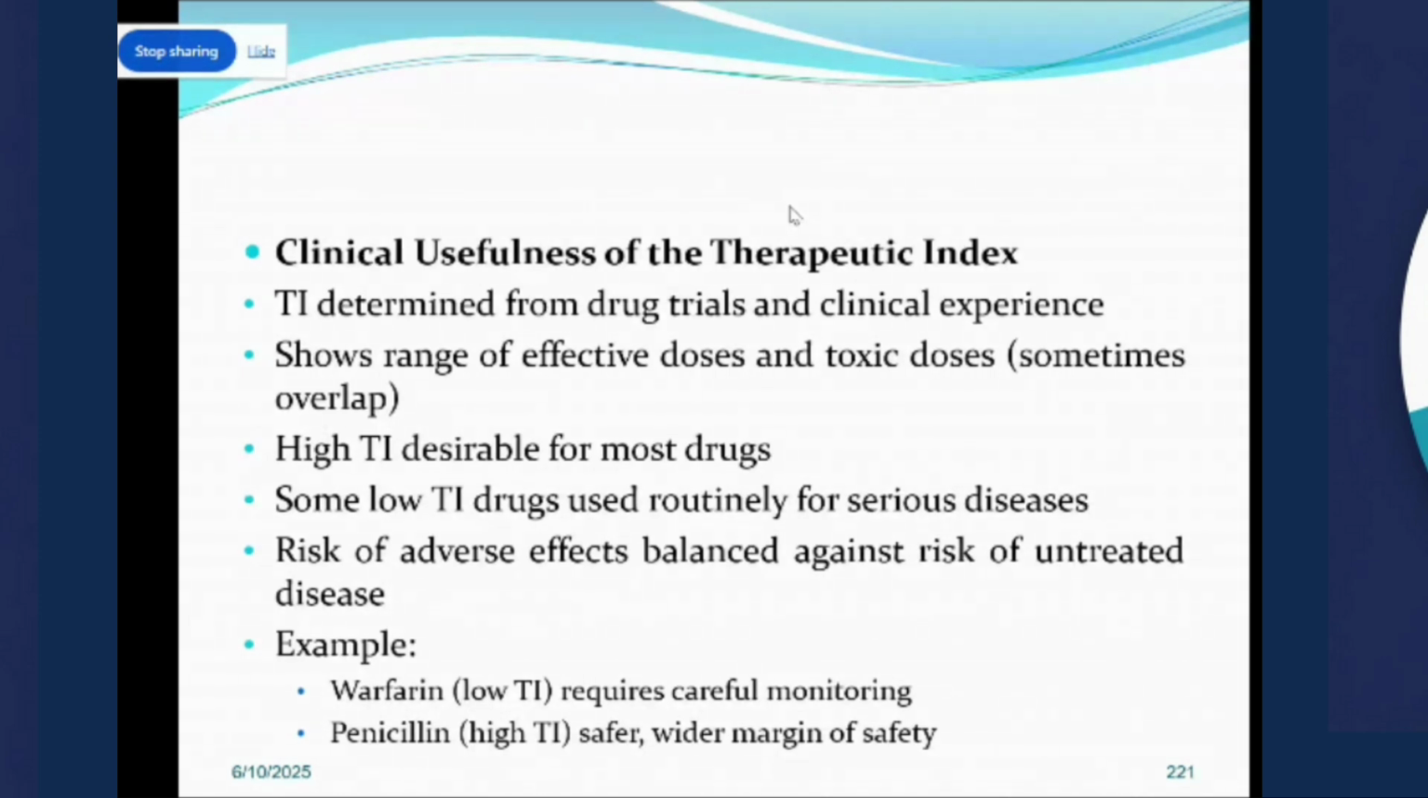Some low therapeutic index drugs are used routinely for serious diseases. Risk of adverse effects is balanced against risk of untreated disease. An example is warfarin, which has a low therapeutic index. It requires careful monitoring. Penicillin has a higher therapeutic index, so it is safer. It has a wider margin of safety.